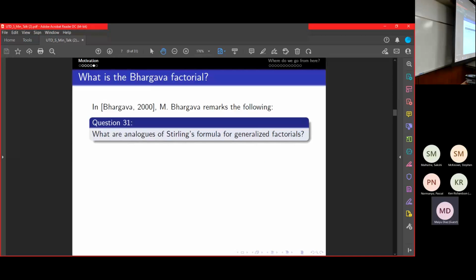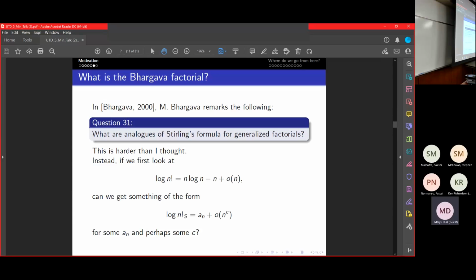So earlier I mentioned that we were interested in the study of the asymptotic approximations of the factorial. Bhargava, in his paper on factorial function generalizations, wanted to look at an analogous question, but with these Bhargava factorials instead of the factorial. That is, what are the analogs of Stirling's formula for generalized factorials? I'll admit, this is a really hard question. I was pretty optimistic about getting the full Stirling's formula, and my heart was broken.